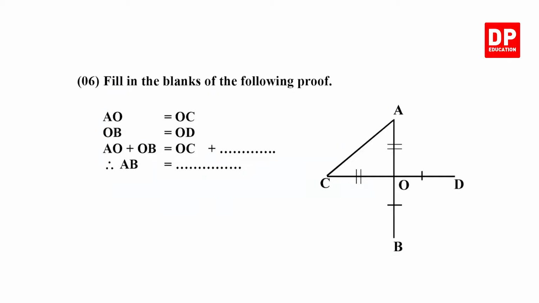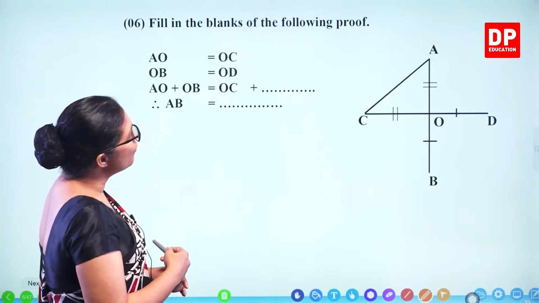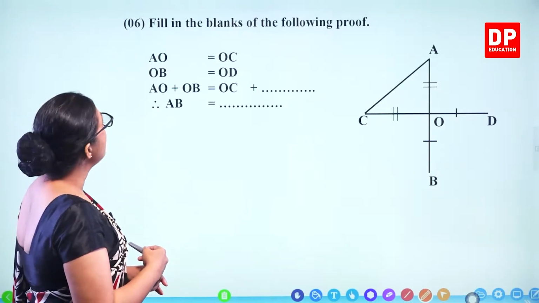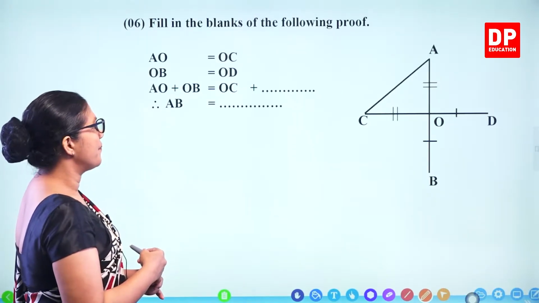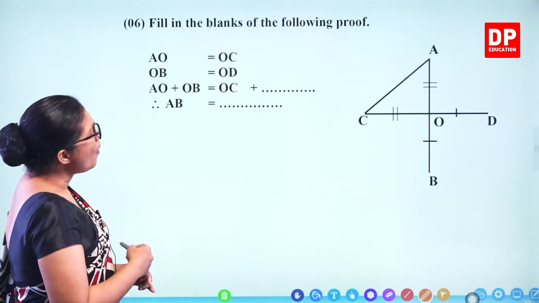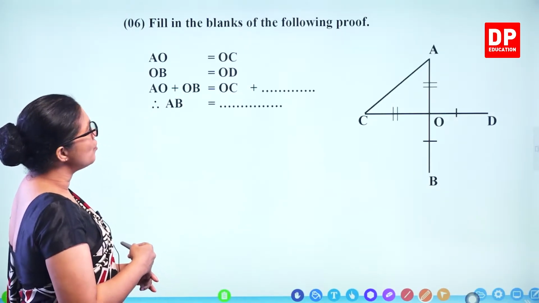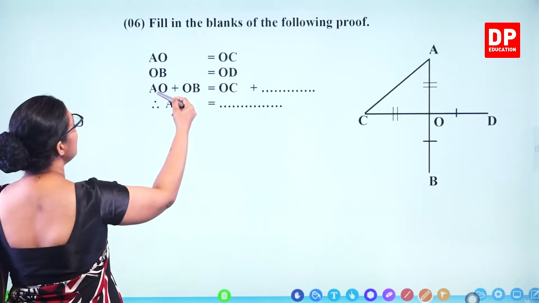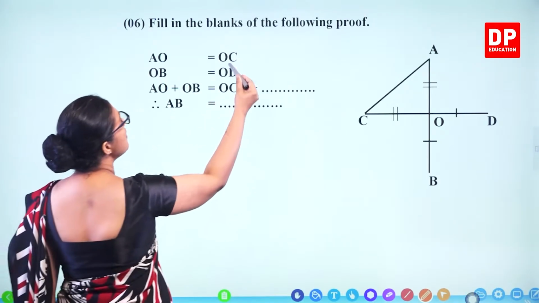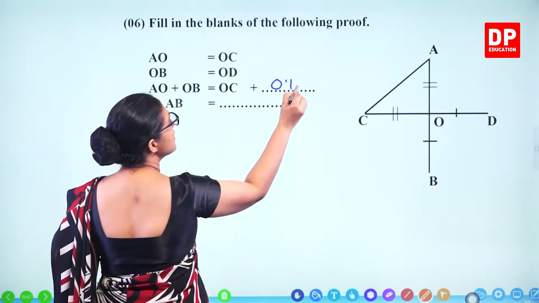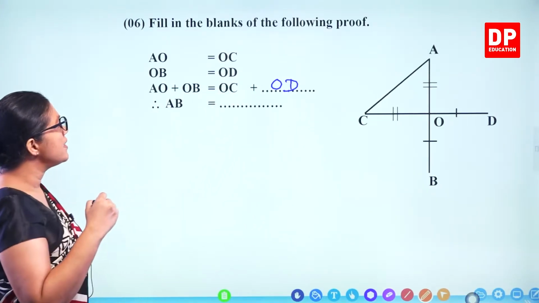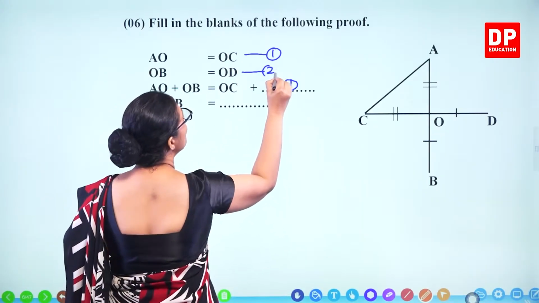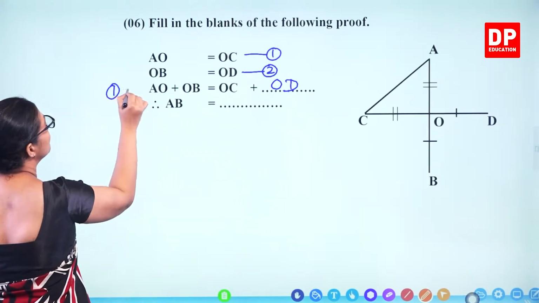Question number 6. Fill in the blanks of the following proof. It's given AO is equal to OC. That's given. OB is equal to OD. Now we'll add these two. AO plus OB is equal to OC plus OD. That's just addition. Adding these two, 1 and 2. This is 1 plus 2.